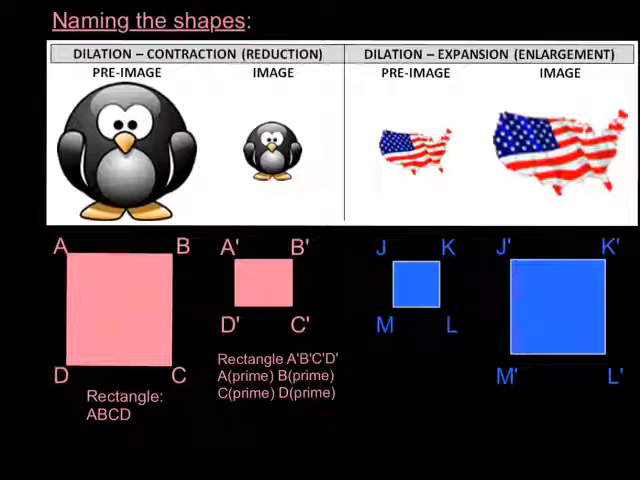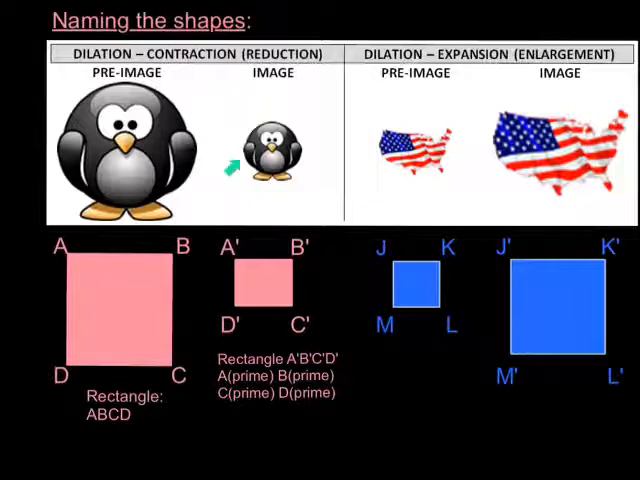All right, so let's look at our images here, and let's learn how to name the shapes. So in this first example, we have 2 penguins. And we can see here that this is a dilation, obviously, because the size changes. So anytime the size changes, we're going to have a dilation. This is what we call a contraction in math, or a reduction, because the pre-image is larger than the image.